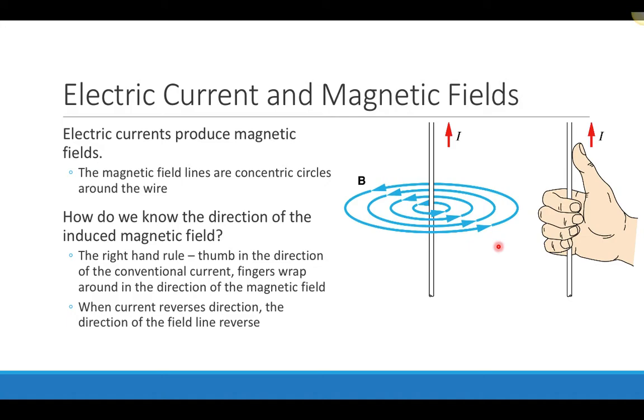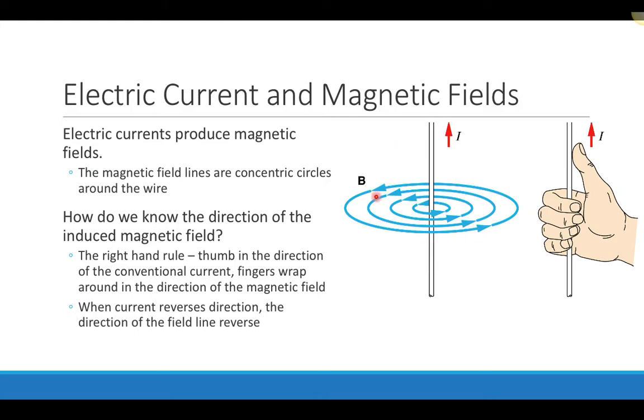This was kind of discovered by accident. I forget the exact time frame of when this was discovered, but essentially during the study of electricity, a scientist had a compass nearby a current carrying wire and noticed that it was deflected when the current was on.